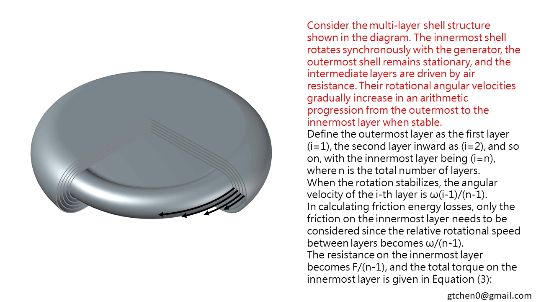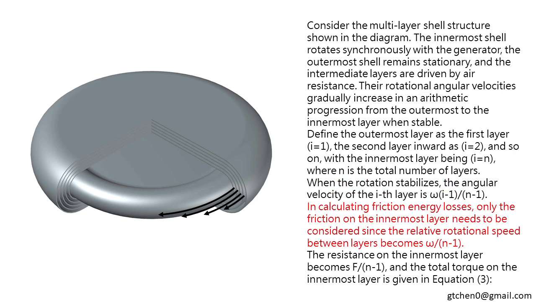Consider the multi-layer shell structure shown in the diagram. The innermost shell rotates synchronously with the generator, the outermost shell remains stationary, and the intermediate layers are driven by air resistance. Their rotational angular velocities gradually increase in an arithmetic progression from the outermost to the innermost layer when stable. Define the outermost layer as the first layer, i equals 1, the second layer inward as i equals 2, and so on, with the innermost layer being i equals n, where n is the total number of layers. When the rotation stabilizes, the angular velocity of the ith layer is omega multiplied by (i-1) divided by (n-1).